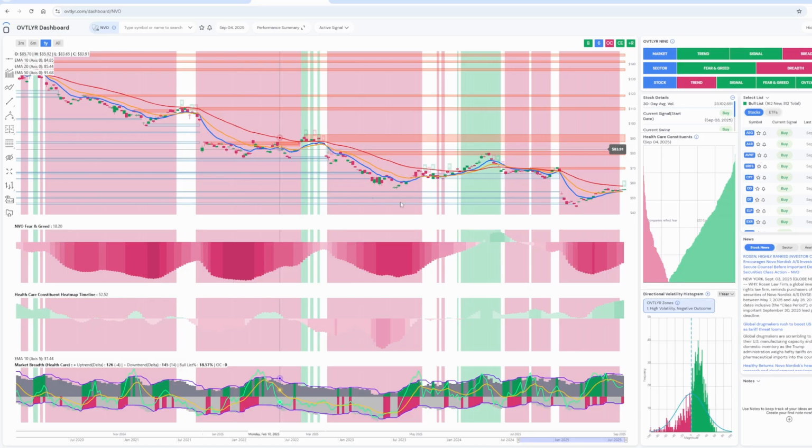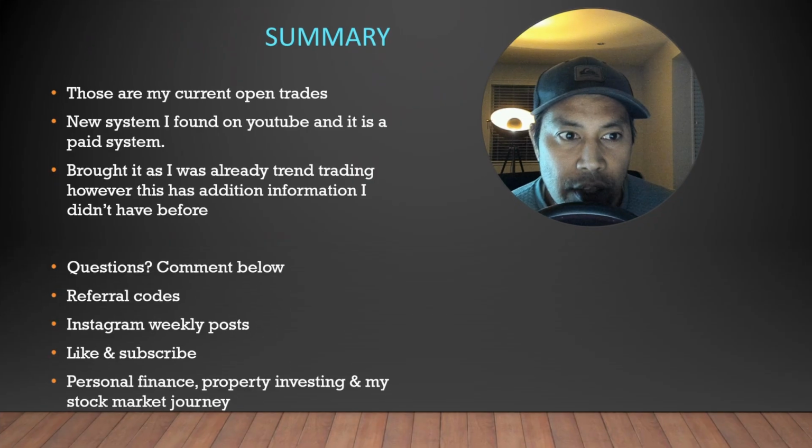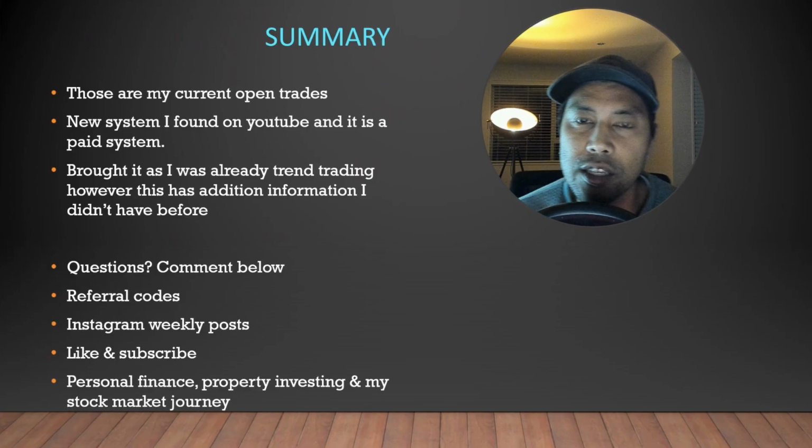The next one is NVO, and this one is pretty weird. It's got a red background on it. It's 6 out of 9, but it does have a buy signal. But I'm still in this one here because I think it's got some good legs, from the indicators that I've seen. So I know that was pretty fast, but in summary, these are my current open trades for this week.